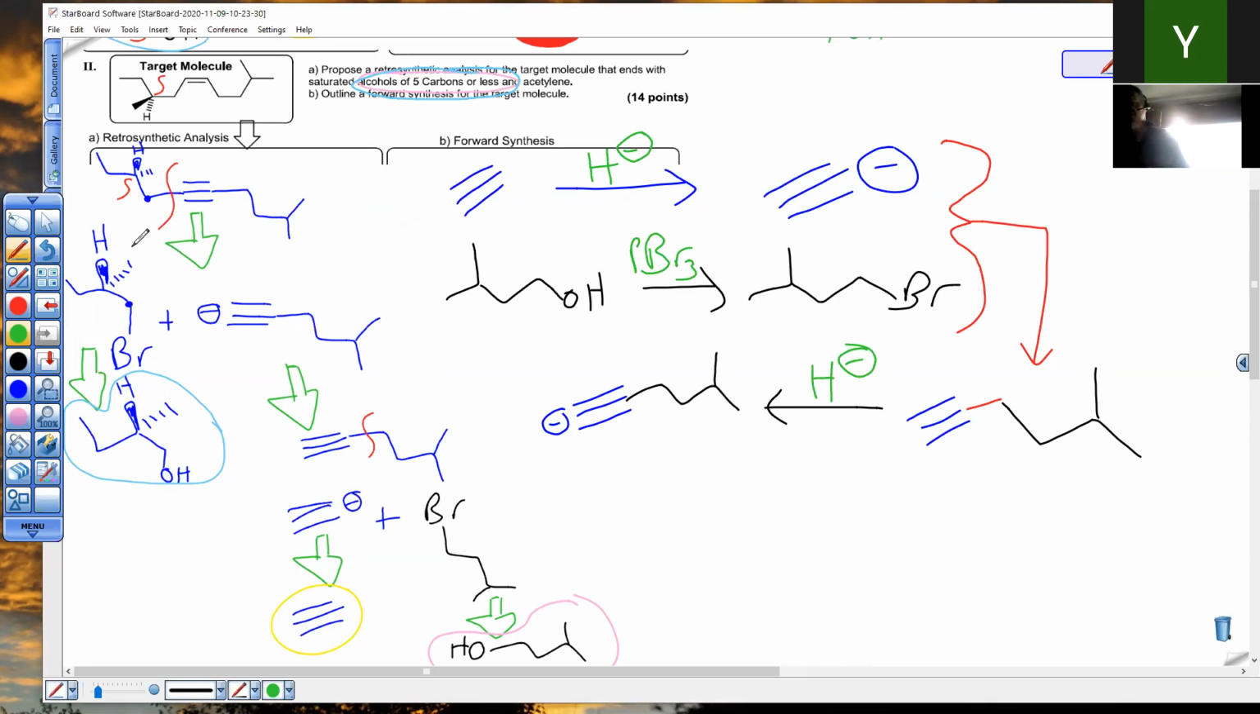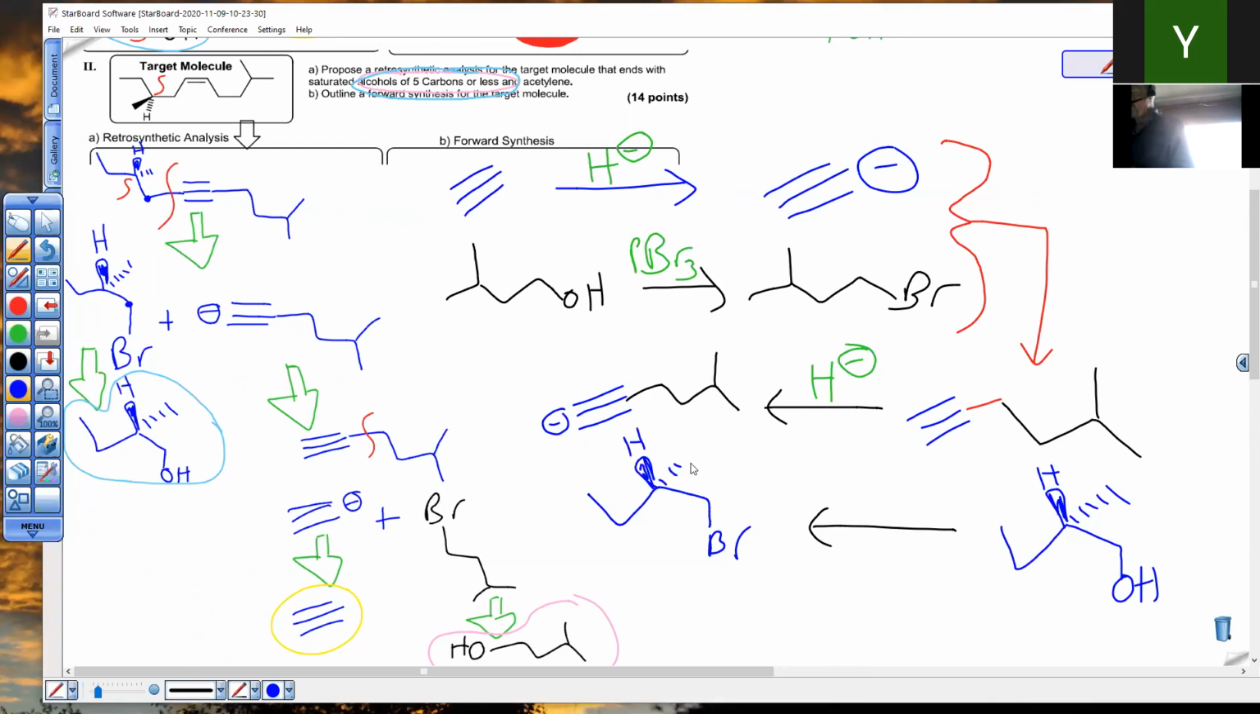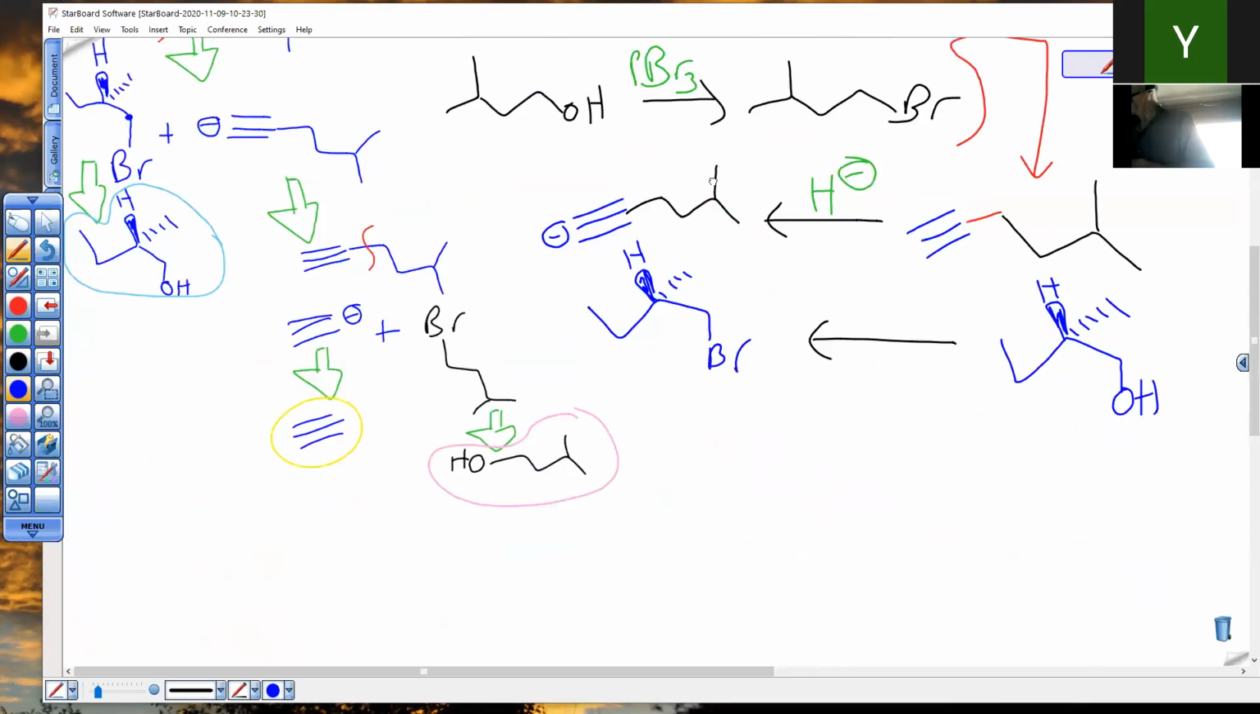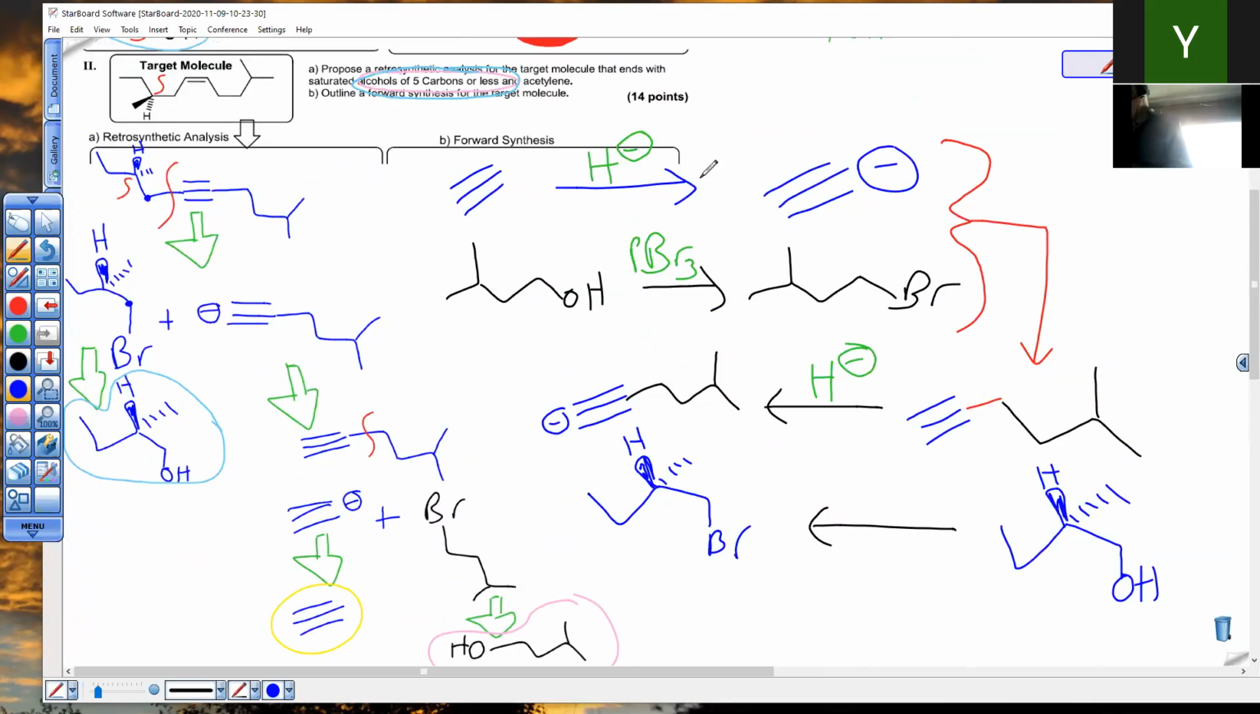Now I have this piece that needs to react with this piece, but I don't have this piece. I have to make it first. So why don't you draw this molecule over here underneath somewhere? And I need to make it into this molecule here. And normally, if the OH was on a stereocenter, we get flipped, but the OH was not on a stereocenter, so stereocenter has no changes. How do you convert the alcohol into a bromine? You use this useful reaction that was at the top of the page, PBr3. Get points for it twice down here.